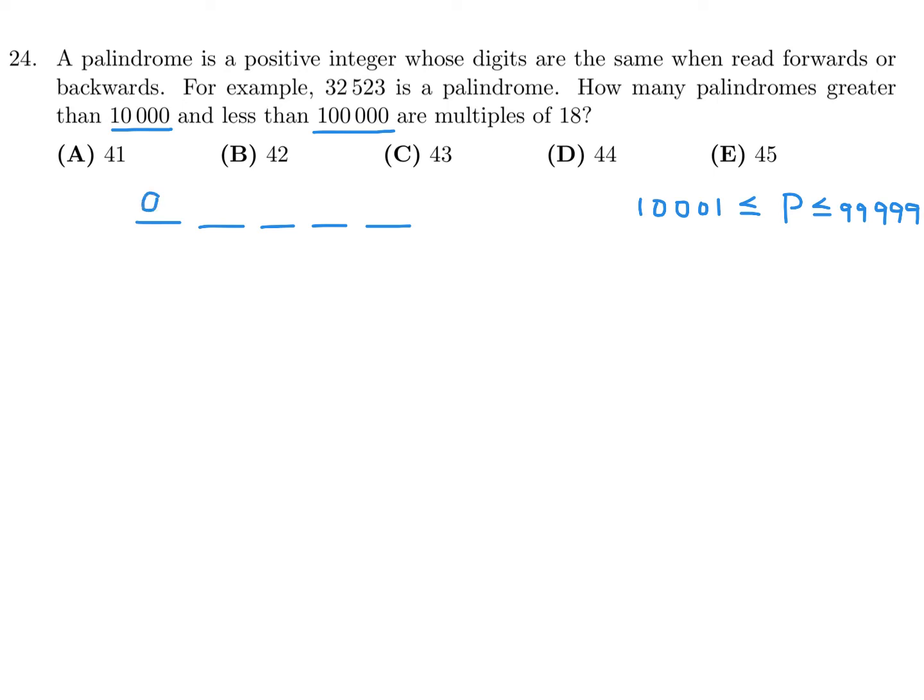So we're going to call these digits by letters. So A, B, C, but it's a palindrome. So this has got to be B, this has got to be A, right? Because whatever is written forward is the same as it being written backward. That's the definition of a palindrome. Now they tell us that they want only multiples of 18.